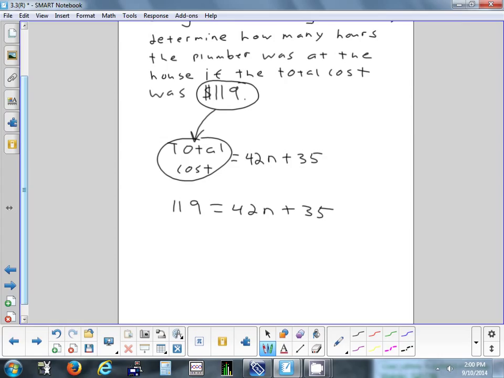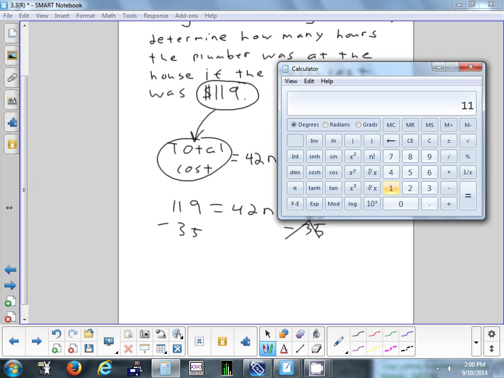What's the A stand for in SAM? Addition or subtraction. Is there any adding or subtracting we need to do on both sides? Yeah, there is something that needs to be added or subtracted. What is it? The 35 needs to be moved to the other side. How do you move it? Subtract it. Yep, from both sides. So you have 119 minus 35. You do that, you get 84.